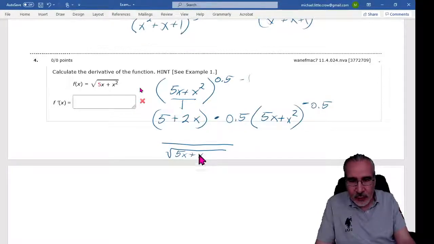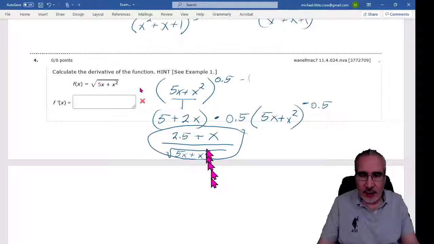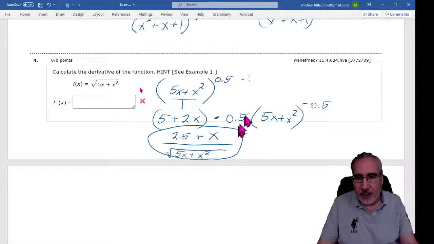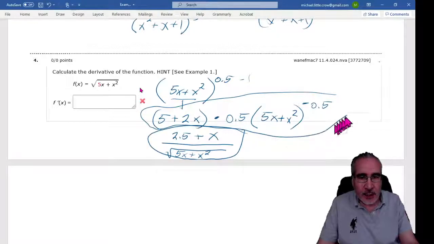5x plus x squared. Okay, and in the top we can distribute this 0.5, so 5 times 0.5 is 2.5, plus 2 times 0.5 is 1x, or just x. So this could be a very likely answer that you see. Again, it might be left in the one above it, so just be able to recognize. That's what you've got to be able to do with multiple choice.